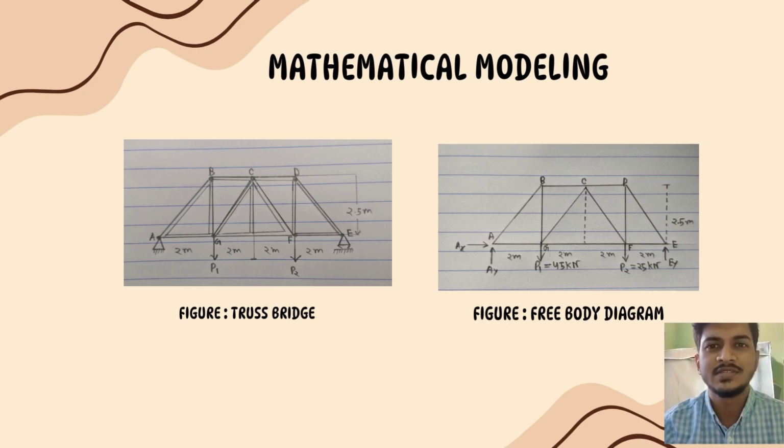In this slide we can see two diagrams. The first one is the truss bridge, and the second diagram is the FBD, called the free body diagram. We can see the two types of diagram are similar, as you can see. After that we can go to the next slide.